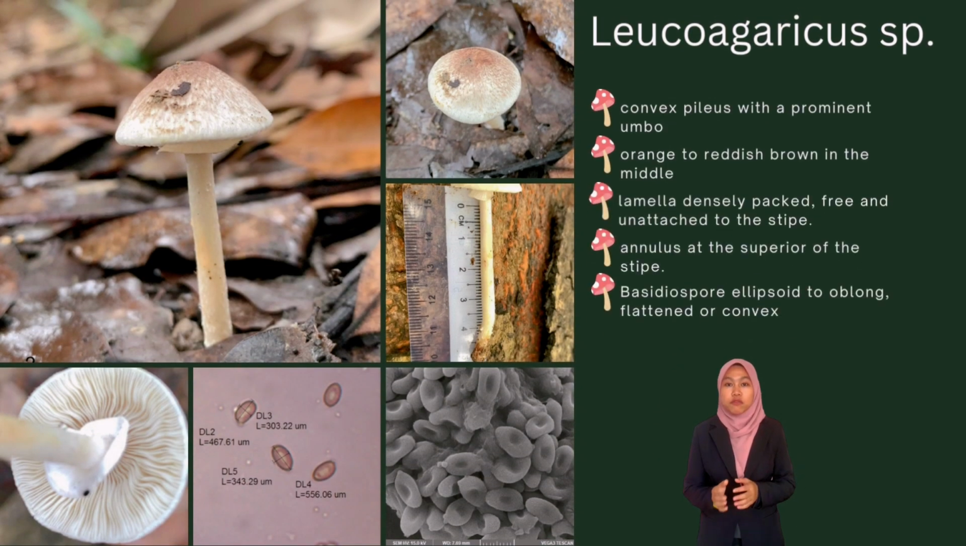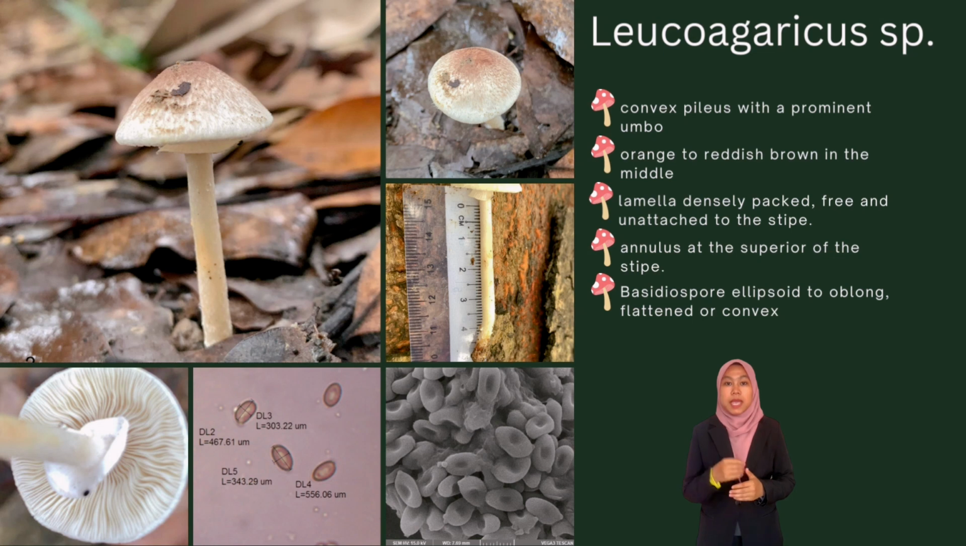Okay, next is Leucoagaricus species. This species has a convex pileus with a low prominent umbo. The color of the pileus ranges from orange, reddish-brown in the middle and fades to a cream color toward the margin, has a diameter of approximately 2.5 cm, and the lamellae are found to be densely packed, free, and unattached to the stipe. Annulus whitish and flaring with position at the superior of the stipe. For micromorphology, the basidiospores were ellipsoid to oblong with flattened or convex adaxial side, slightly thick wall, smooth and clustering in groups.